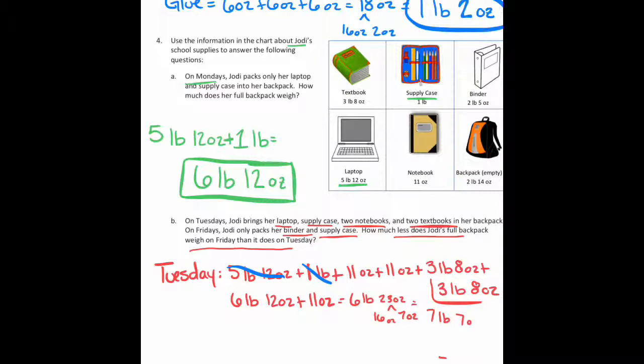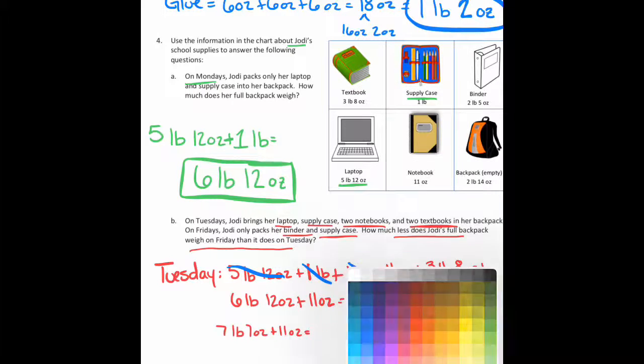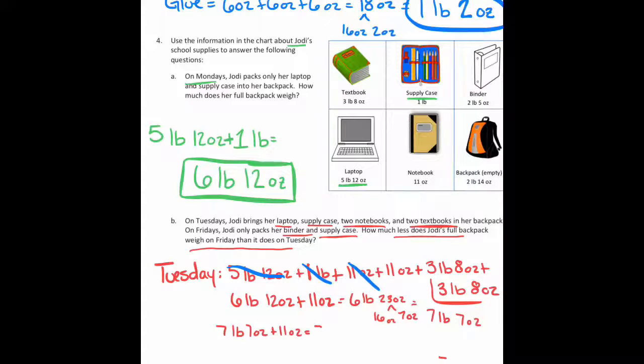I'm going to have to end up erasing some to fit it all here. Okay, now we got to add the second notebook, so I'll have 7 pounds and 7 ounces plus another 11 ounces, which will give me 7 pounds and 18 ounces. Which is really, when I pull out the 16 ounces, 8 pounds and 2 ounces.